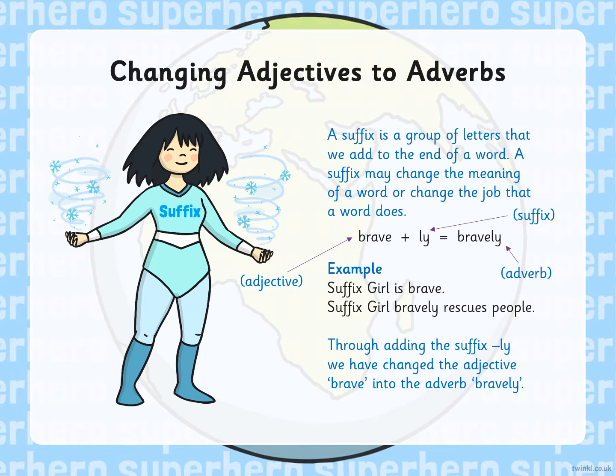So we already knew that a suffix is a group of letters that we add to the end of a word, and it changes the meaning of a word or the job that that word does. And we looked at the example of brave, which was the adjective. And if we add the ly suffix, we make bravely, which is an adverb. And through adding the suffix ly, we change the adjective brave into the adverb bravely.